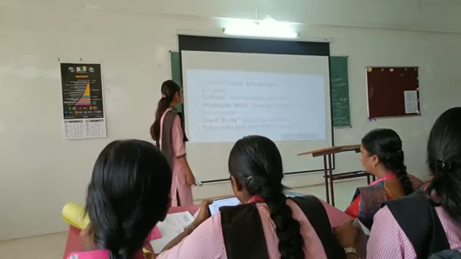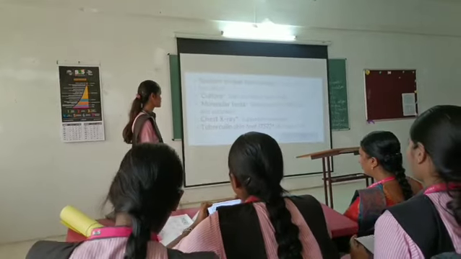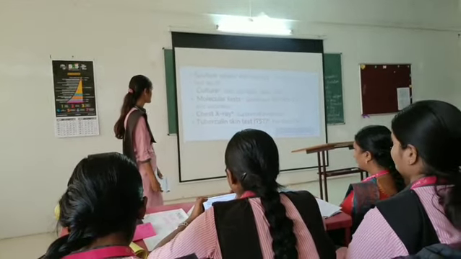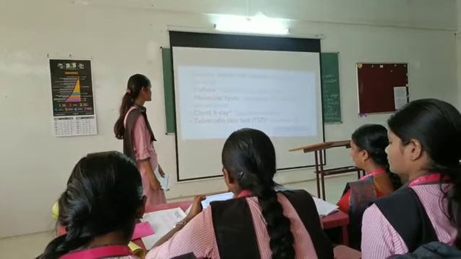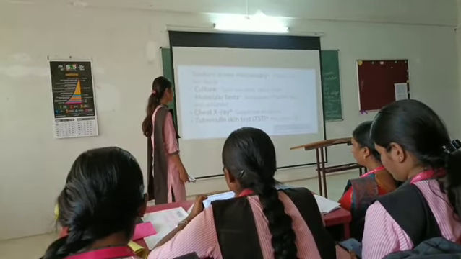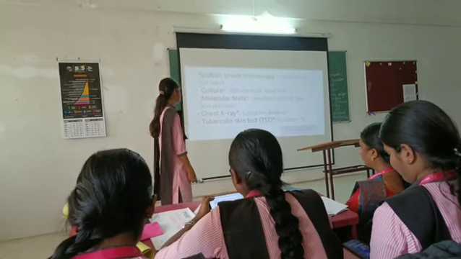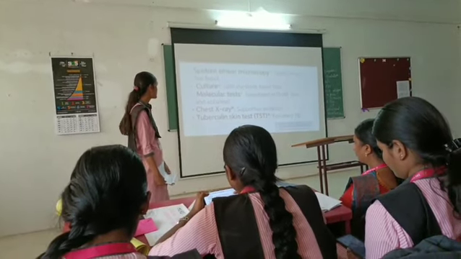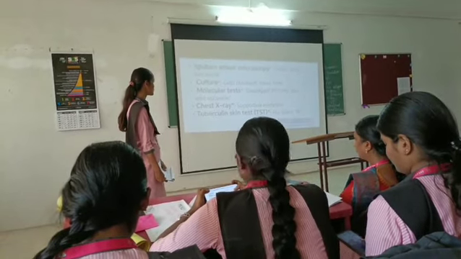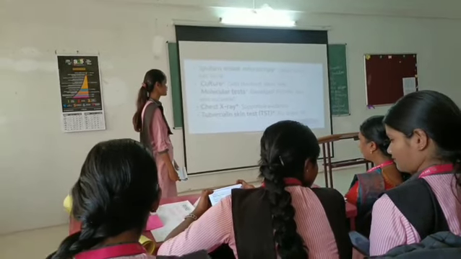Next, diagnosis: sputum smear microscopy to detect acid fast bacilli. Next, culture: the gold standard, it takes weeks. Molecular test: GeneXpert MTB/RIF, a fast and accurate test for tuberculosis. Chest X-ray is supportive evidence. Tuberculin test is for latent TB.